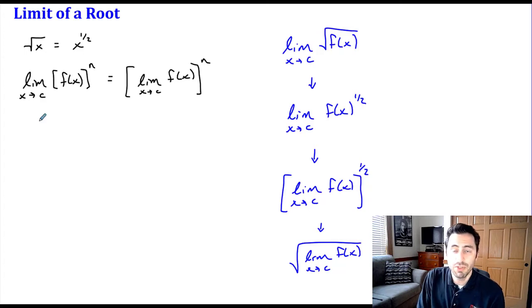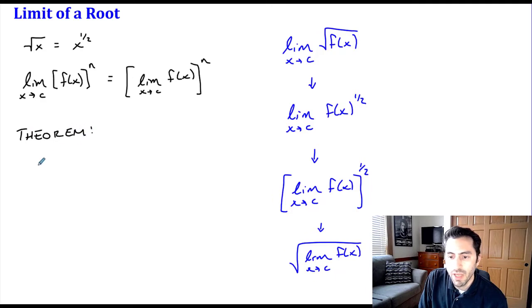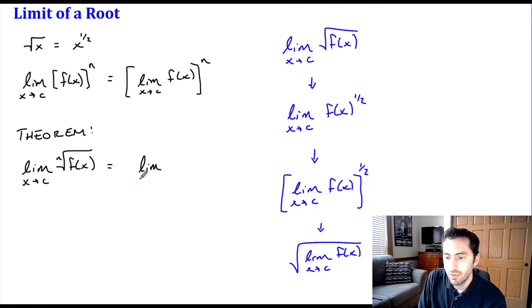So that relationship between radicals and fractional exponents gives us a new theorem. So our theorem, we have the limit as x approaches c, and then I have a function, and I'm taking some root of this function. So square root, nth root, could be anything. This is the same as the nth root of the limit. So now I have the limit of our function f of x, and I'm taking the root of the whole thing.